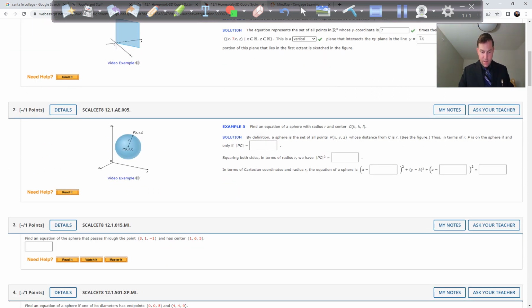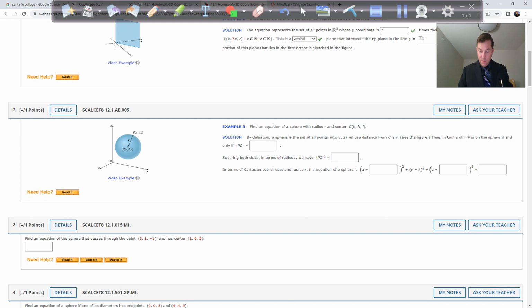So it says we have this sphere. The center is at the point h, k, l, and then any point on the sphere is defined by x, y, and z. So it says find an equation of a sphere with the radius r and the center at h, k, l. By definition, a sphere is the set of all points whose distance from C is r.